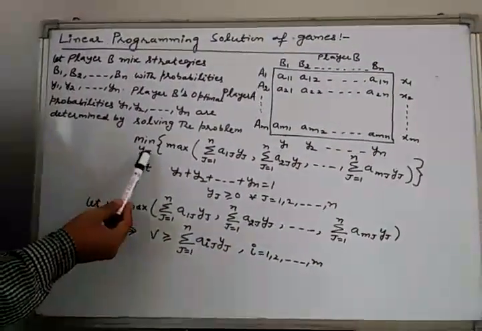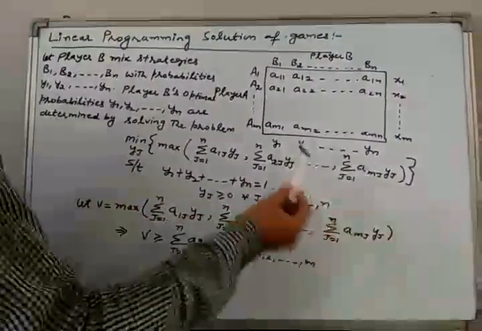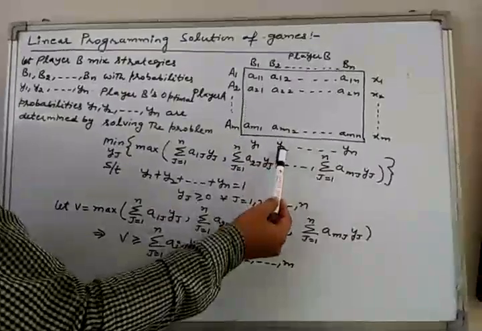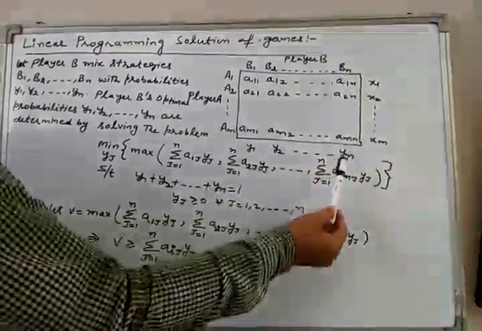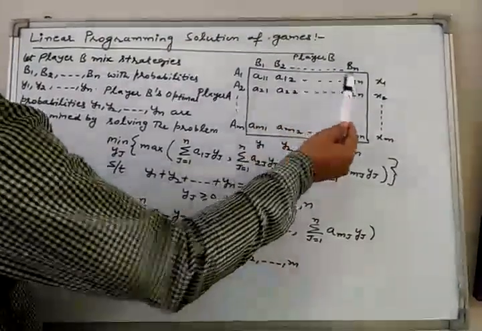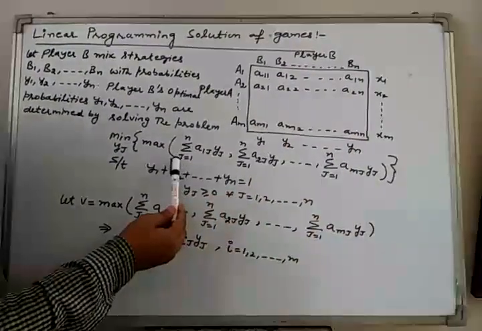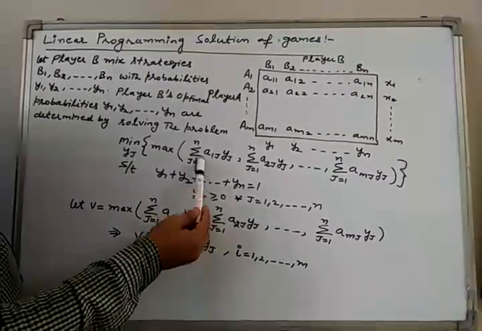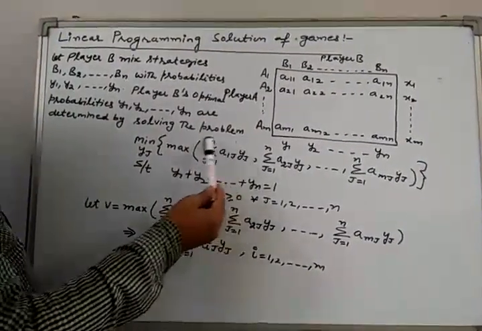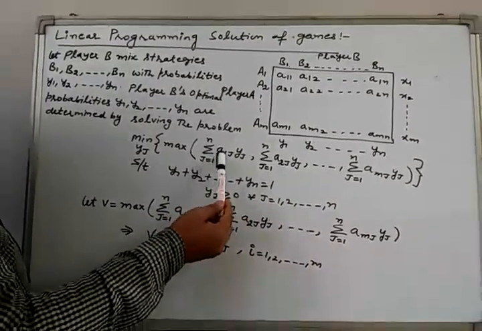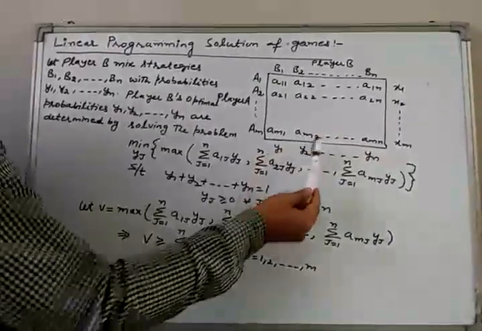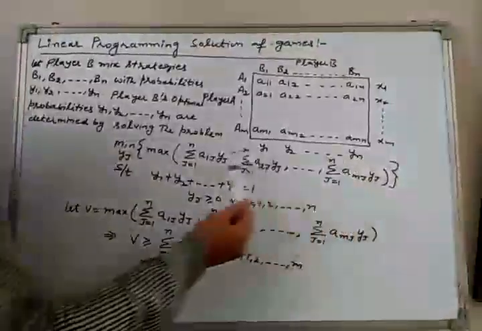Minimize over yj and maximize the value of this: a11 y1 plus a12 y2 plus so on a1n yn. Here the first component is fixed. If we write this in closed form, this becomes summation j varies from 1 to n a1j yj. If we open this expression, this becomes a11 y1 plus a12 y2 plus a1n yn.